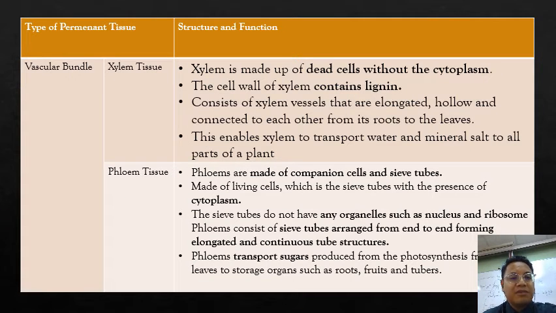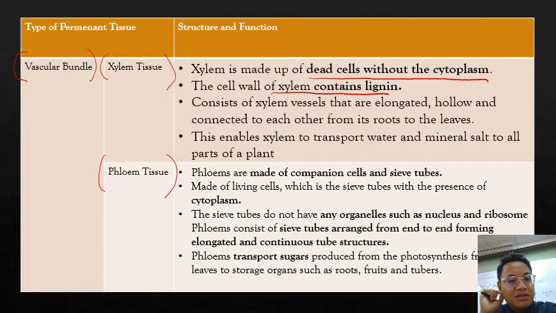The second type of permanent tissue is vascular bundle. The vascular bundle can be further divided into xylem tissue and phloem tissue. Xylem is made up of dead cells and is without cytoplasm. The cell wall of the xylem contains lignin. Lignin helps to reinforce the xylem tissue, thus enabling it to provide mechanical support to the plants.